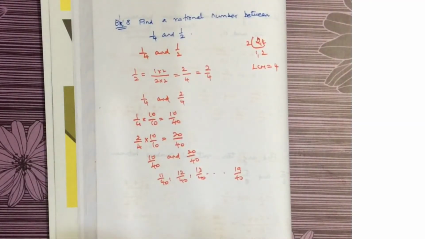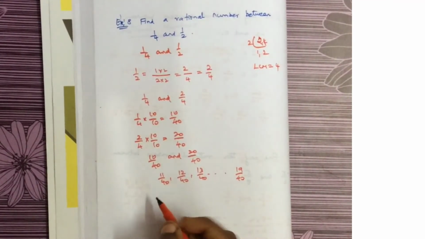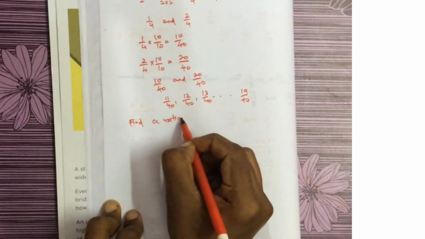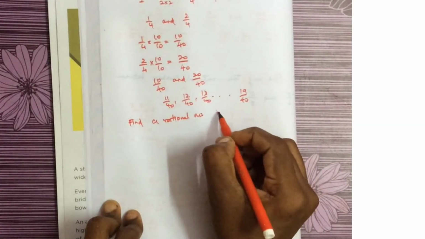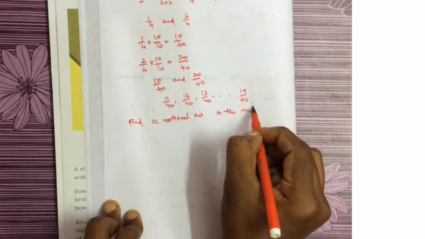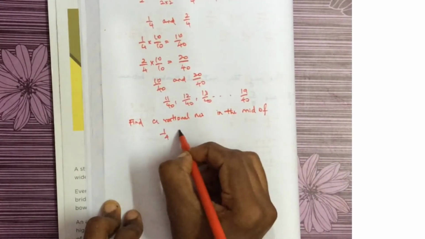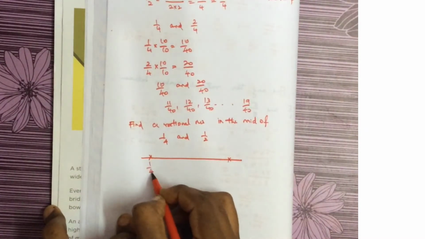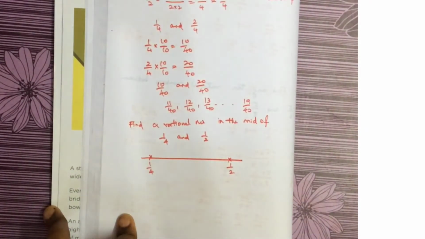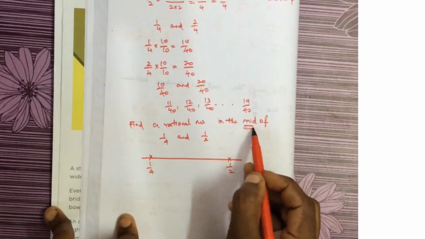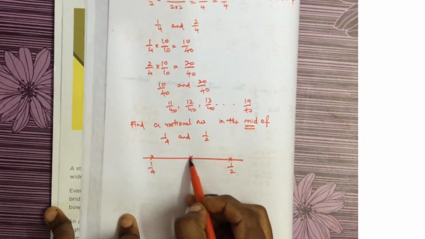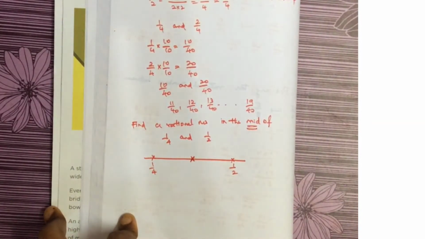Okay. Now the same problem can be solved in another way, that is, if you want to find a rational number in the mid of 1 by 4 and 1 by 2. So here I am drawing 1 by 4, here I am drawing 1 by 2. I want to find a rational number in the mid of, means in the center of. That is, I want to find the exact rational number lying here. Okay. So that is an easy way of doing it.